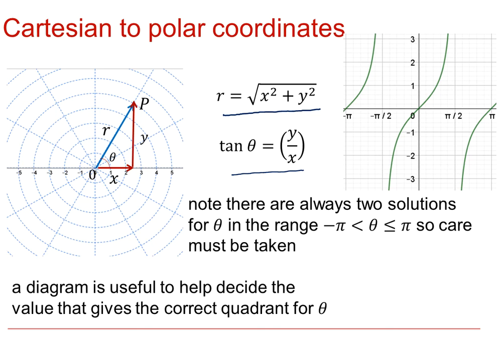Considering the tan graph, you can see that there will always be two possible values for theta in the range minus pi to pi, so we must take care, and a diagram is often useful to help decide the value that gives the correct quadrant for theta, so we would be checking which quadrant our points were in.